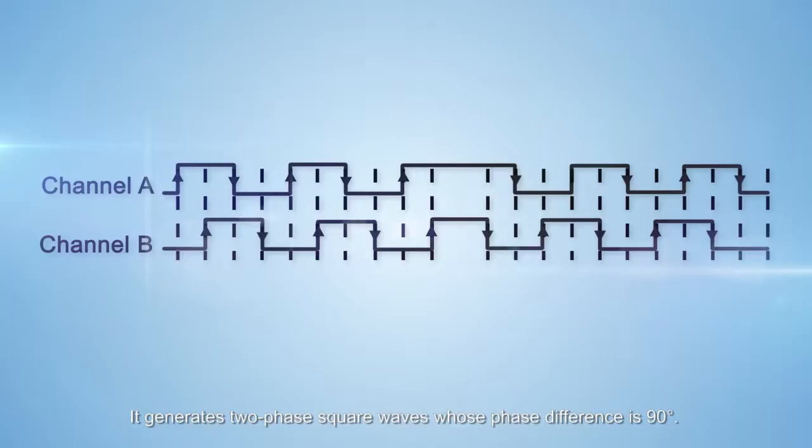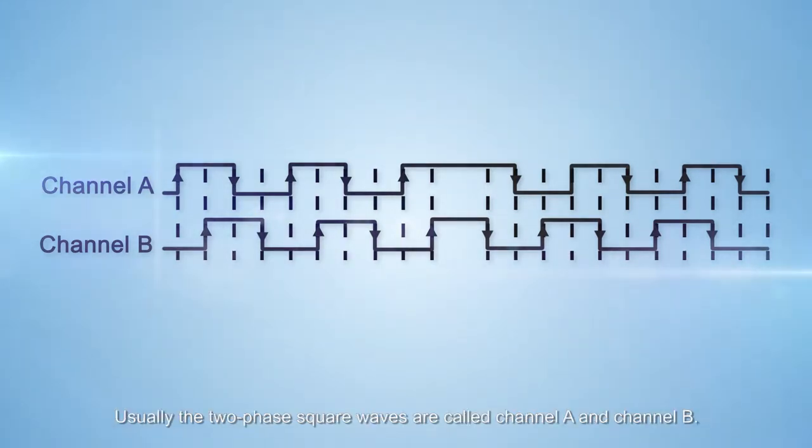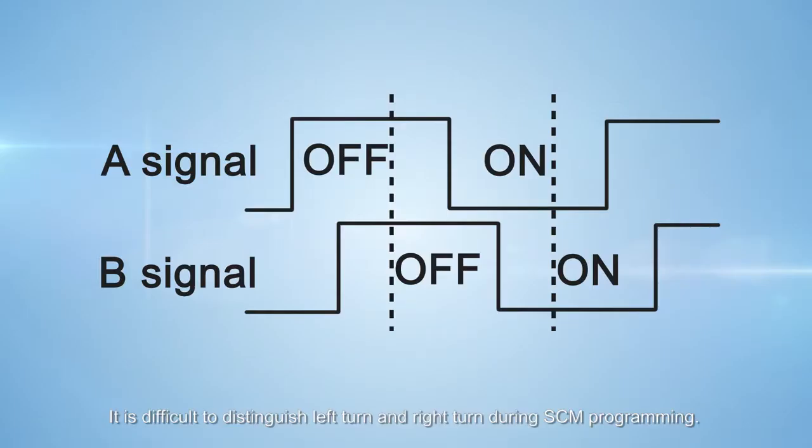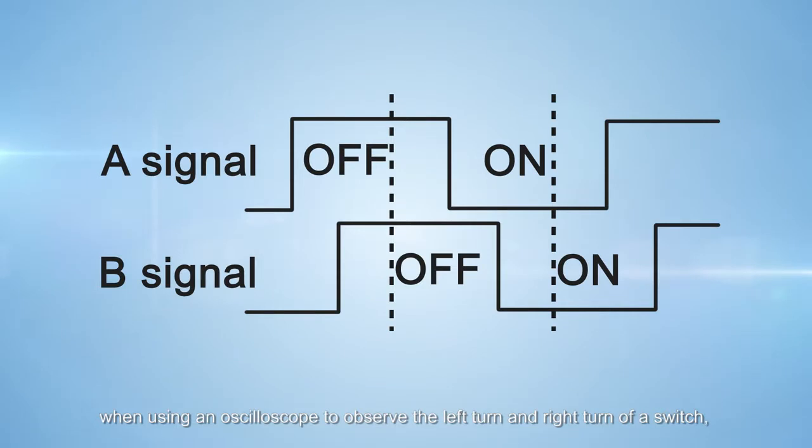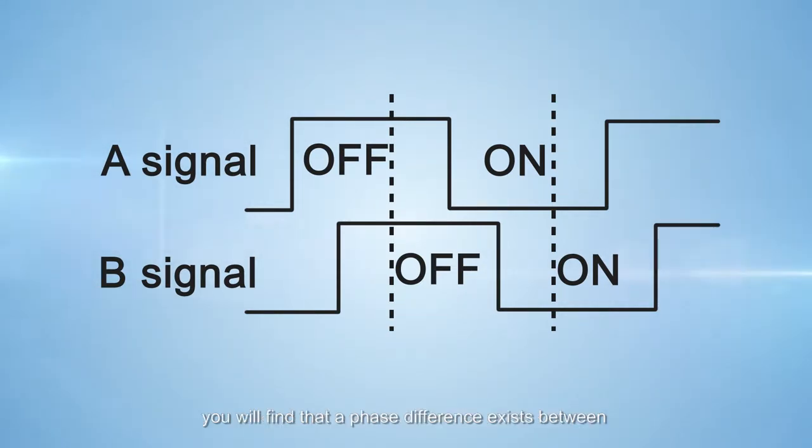It generates two-phase square waves whose phase difference is 90 degrees. Usually the two-phase square waves are called channel A and channel B. It's difficult to distinguish left turn and right turn during SCM programming. However, when using an oscilloscope to observe the left turn and right turn of a switch, you will find that a phase difference exists between the signals of the two output pins. The phase difference is shown as follows.